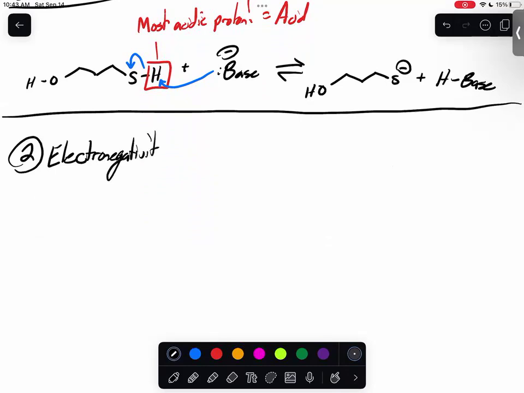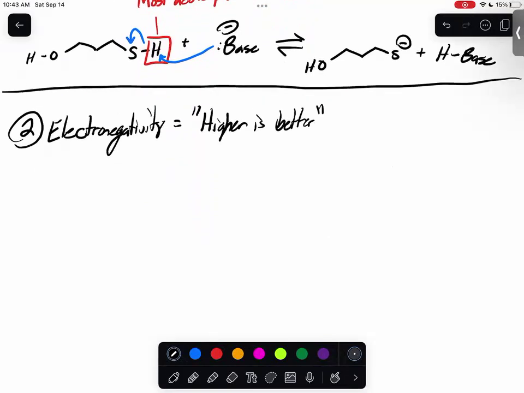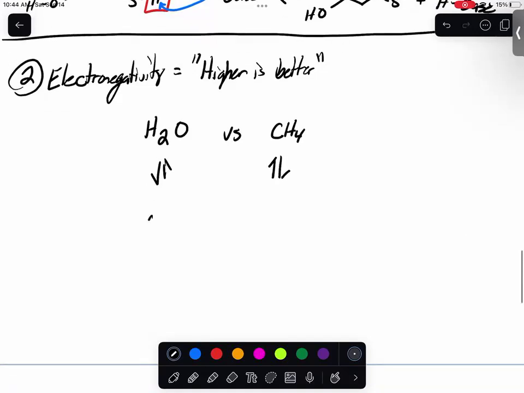All right, and for this one, you just need to remember higher is better. All right, so what does that look like for us? Well, let's take an example of some electronegativities that we know. Let's say we were to do H2O versus CH4. If we were to lose a proton from each of these, it gets deprotonated. It would make OH minus, and it would make CH3 minus.